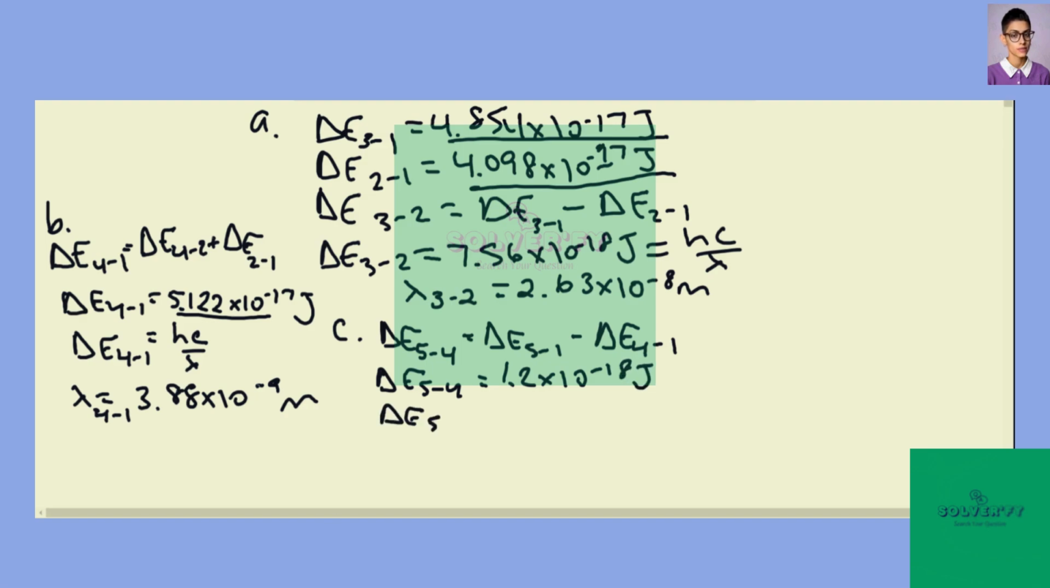And that is also equal to hc over lambda. So again, plug in Planck's constant, plug in the speed of light in a vacuum, solve for lambda, and you get lambda to be 1.67 times 10 to the minus 7 meters. So for part A, your wavelength is this. For part B, your wavelength is this. And for part C, your wavelength is this.